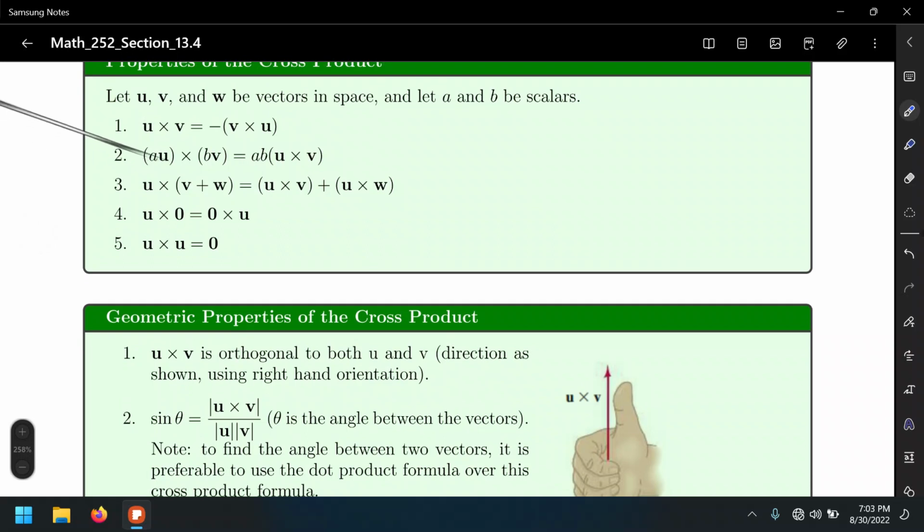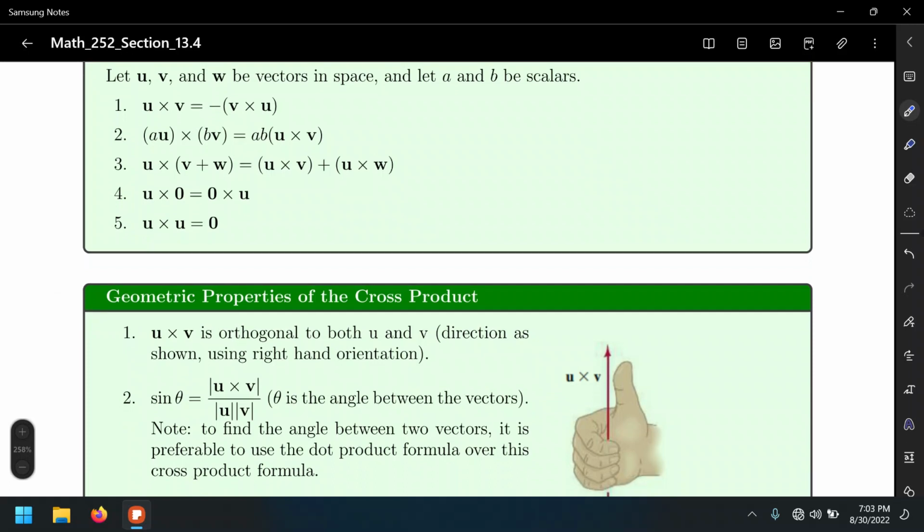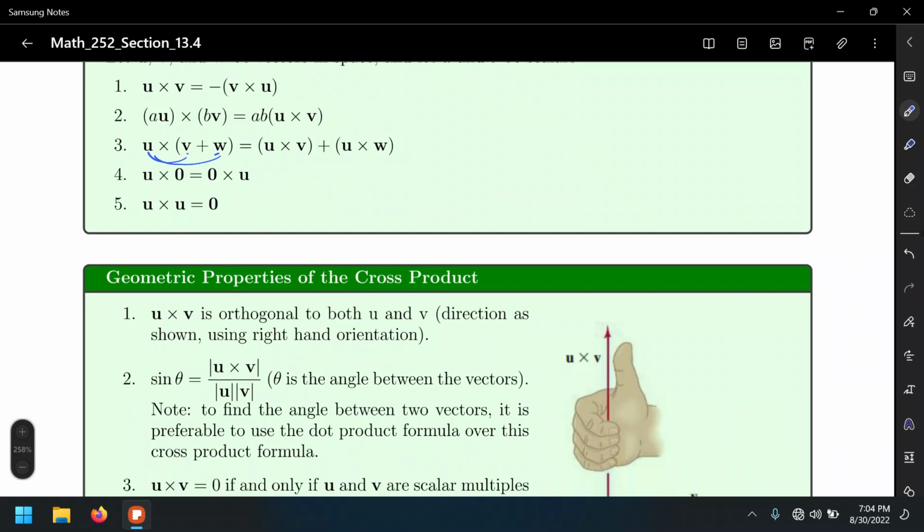For number 2, a number times a vector crossed with another number times another vector: multiply the two coefficients, and then do the cross product. The next property is basically the distributive property: u cross v plus u cross w. And for number 4, what happens with that one?